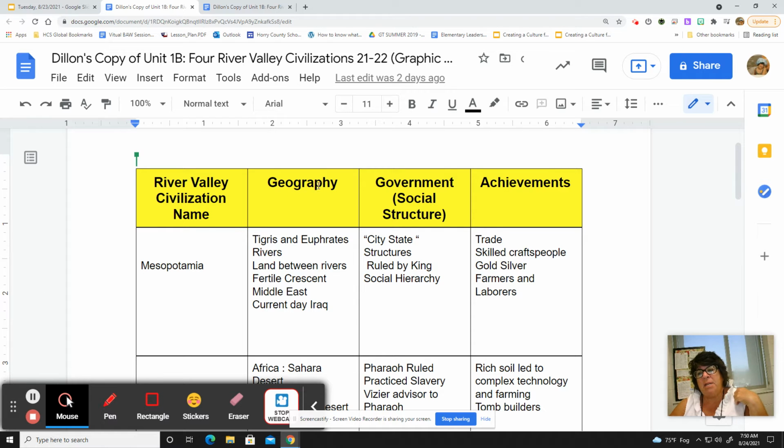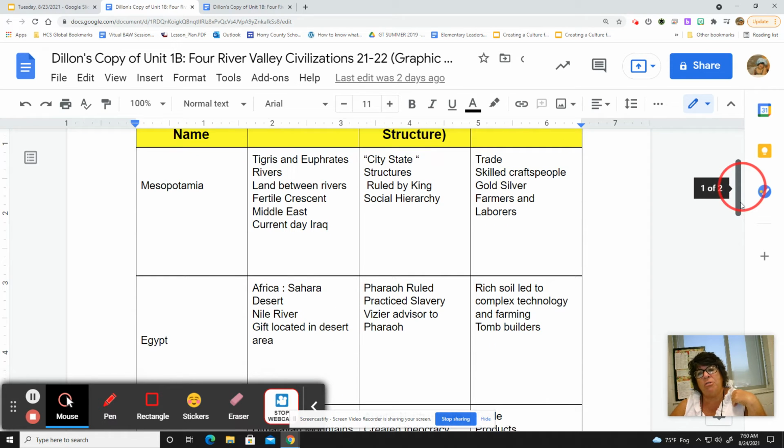So Mesopotamia, it talks about the geography, the social structures of each place, and the achievements of each of the river valleys. So what you need to know about Mesopotamia, it was located between the Tigris and Euphrates River. That's why they called it the Fertile Crescent. And Mesopotamia means land between two rivers. So you should have that.